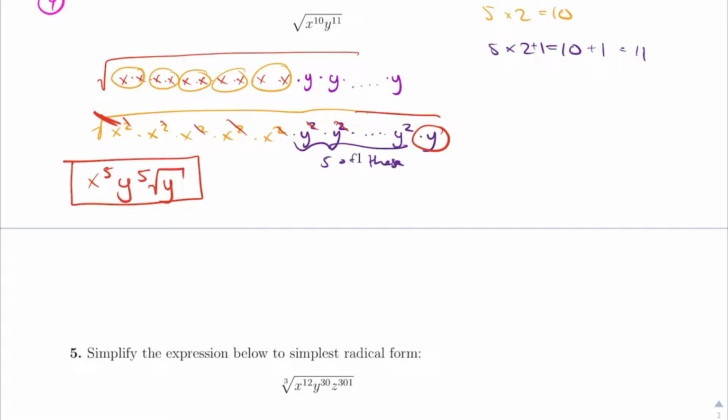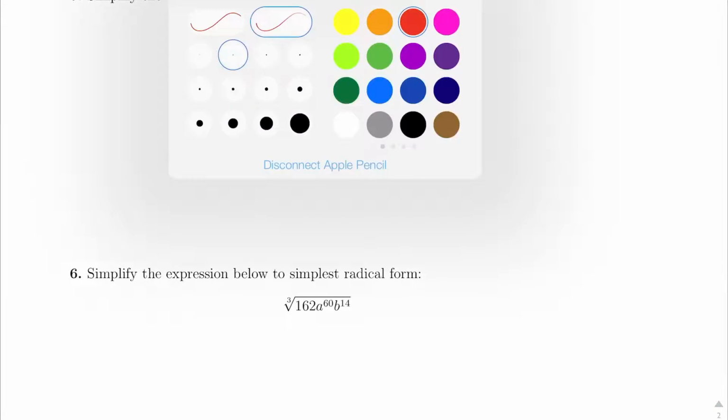So if you need to write out all the y's, that's okay also. You'll find these patterns quick enough. Simplify the expression below to simplest radical form. So with this one, because it's a cube root, we're trying to break it into groups of 3. So we want to end up with a bunch of x cubes.